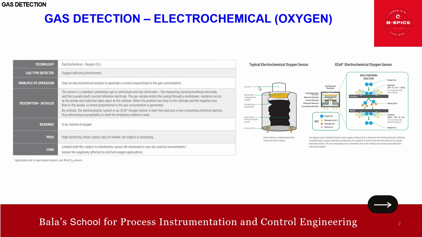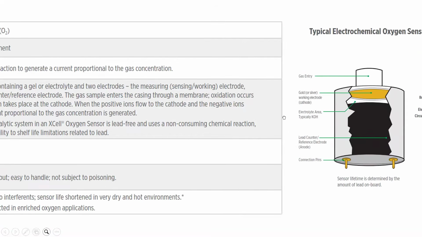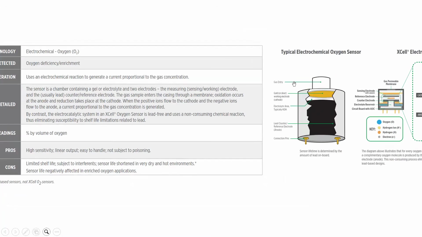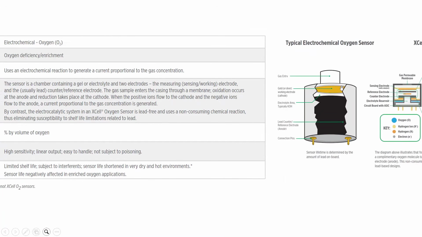When we talk about the description, the sensor is a chamber. There is a bit of difference from electrochemical toxic, which I'll tell you. The sensor is a chamber containing a gel or electrolyte and two electrodes. I'll just blow it up a bit so it's visible. Okay, so the sensor is a chamber containing a gel or electrolyte.